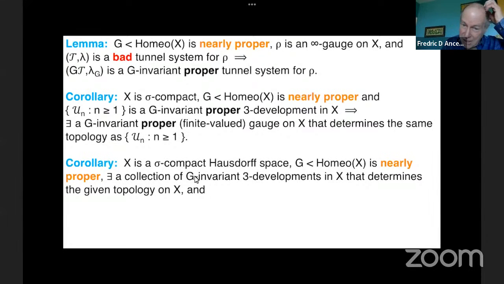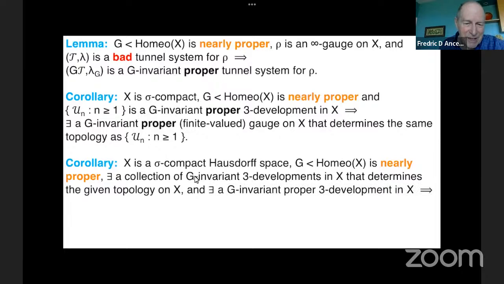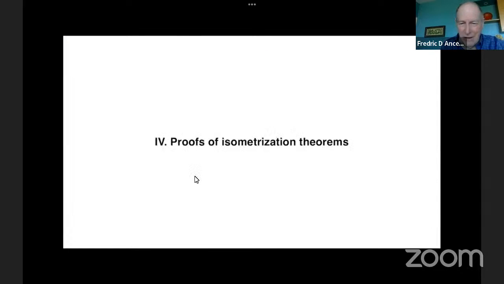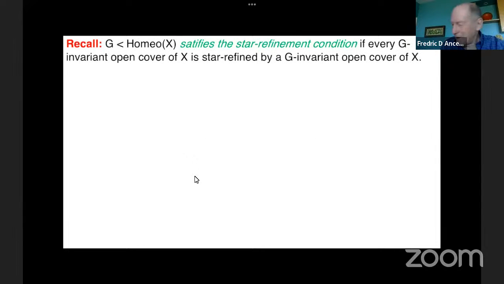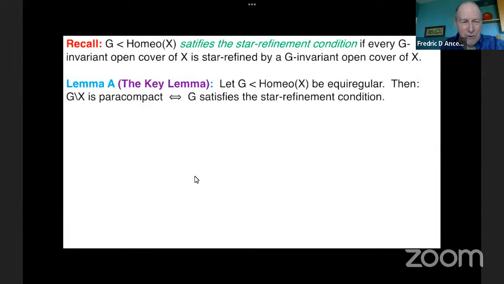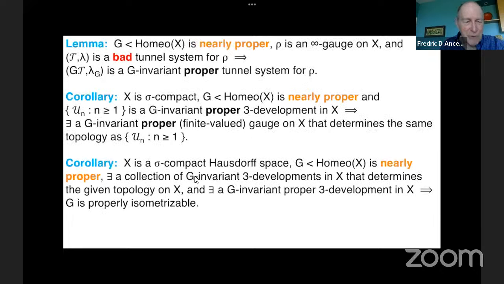Suppose now that I'm in a sigma compact space and I have this nearly proper group and I have a collection of G invariant developments that determine the topology, and I have a G invariant proper development, then my space is properly isometrizable. And this is where I would use this contagiousness property to make everything proper. Okay. So wait, I wanted to go back. I'm going forward. Hold on a minute.